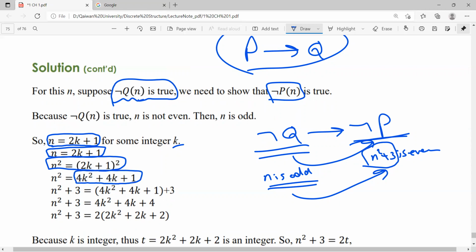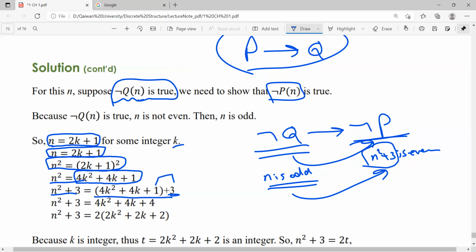What should we add for both sides? We must add 3 for both sides to get n squared plus 3 on the left-hand side. We must construct n squared plus 3, but we have only n equals 2k plus 1. By squaring both sides, then adding 3 for both sides, what do we get? This is n squared. And if we add 3 for both sides, we get n squared plus 3 equals this plus 3. We just added 3 for both sides.